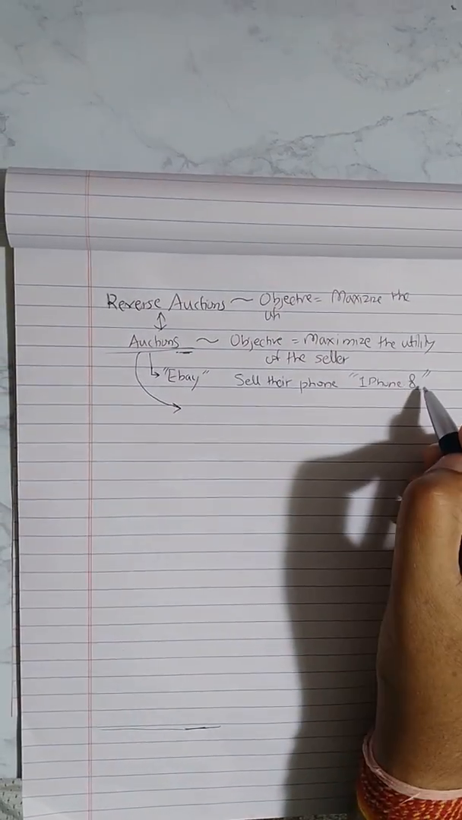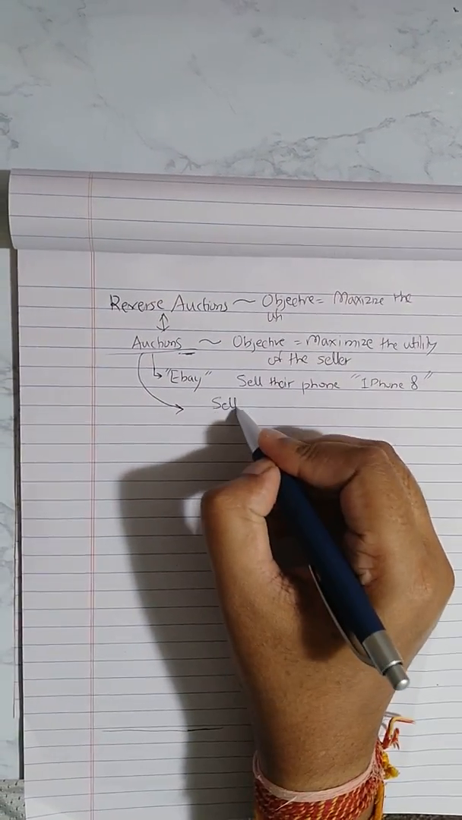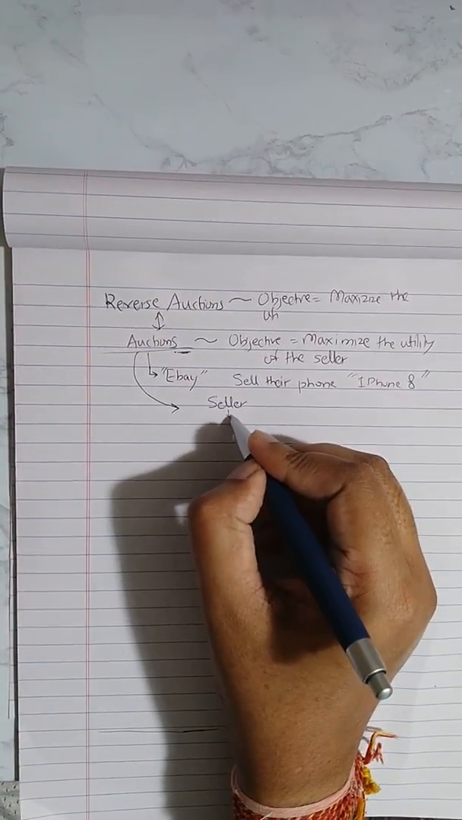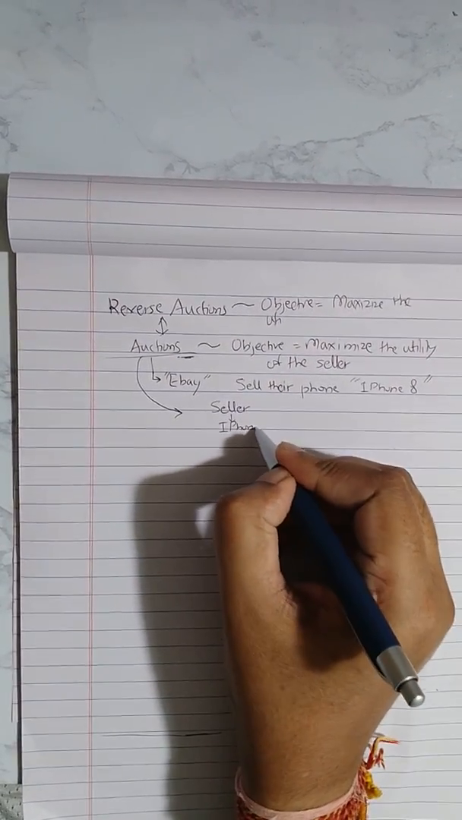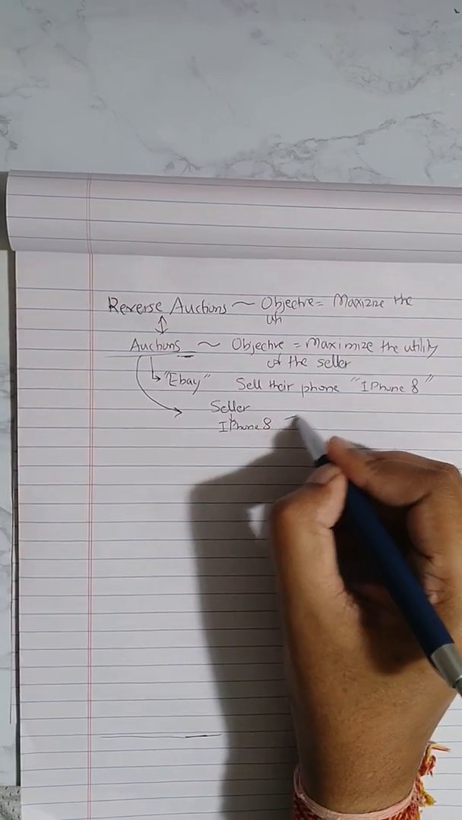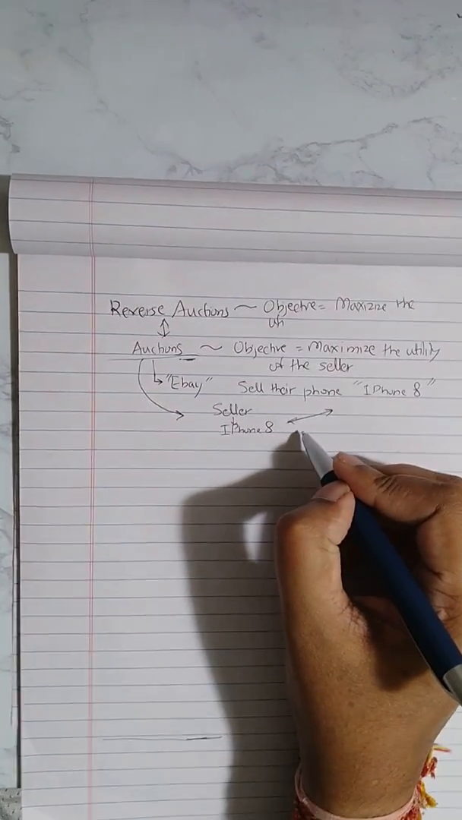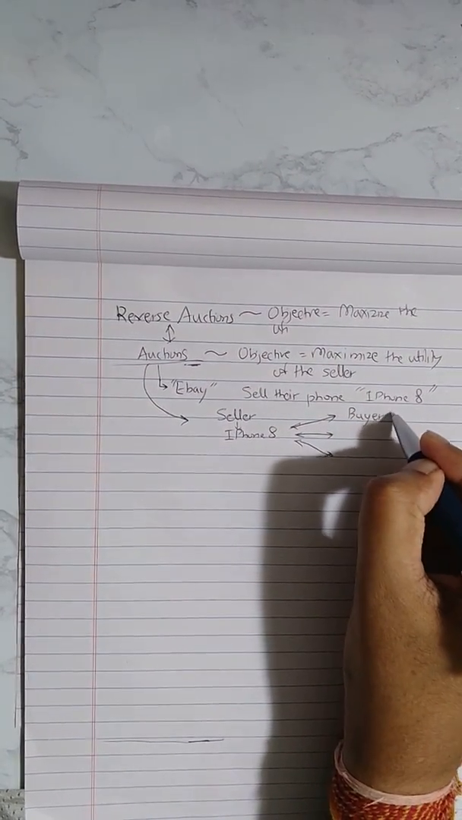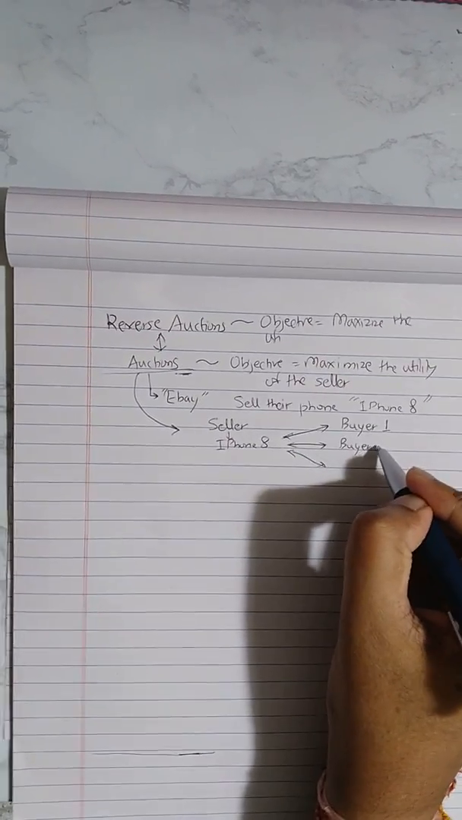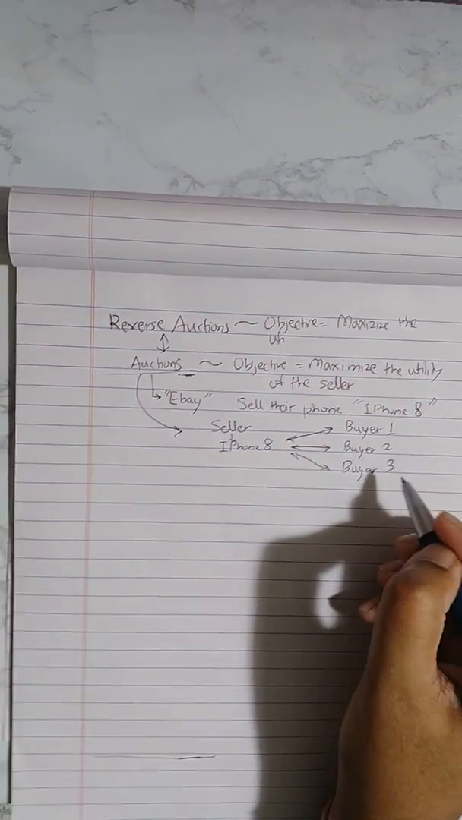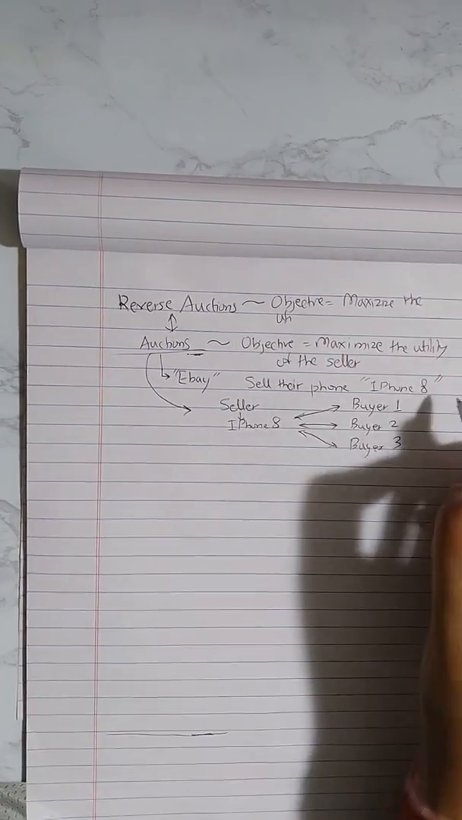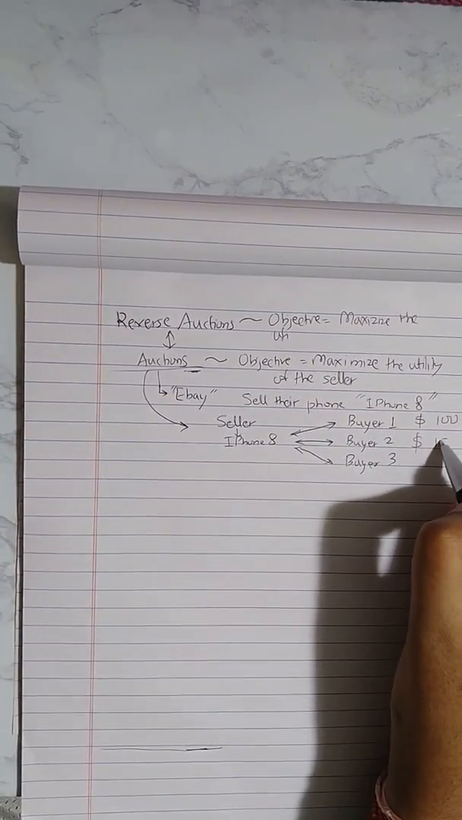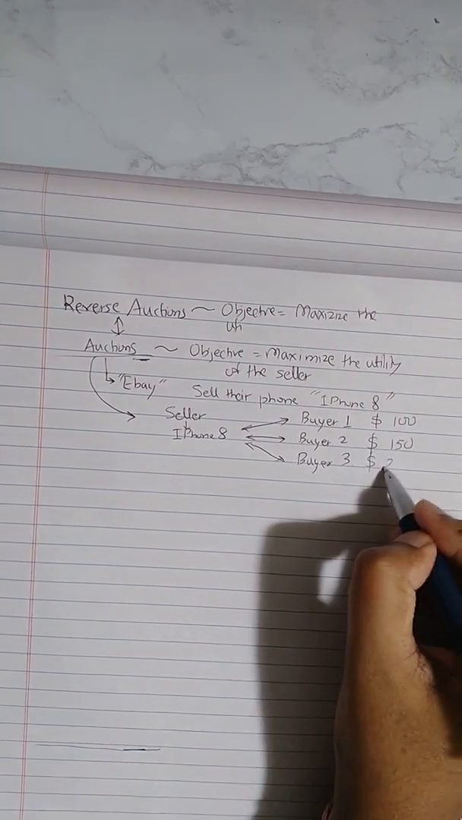in a real life setting is there is a seller who is looking to sell an item. Let's say, as I told you before, the iPhone 8, and this is brought to the marketplace where you interact with a lot of buyers. So there might be, let's say, buyer 1, buyer 2, and buyer 3. Let's say for instance, buyer 1 submits a bid of $100, buyer 2 submits a bid of $150, and buyer 3 submits a bid of $200.